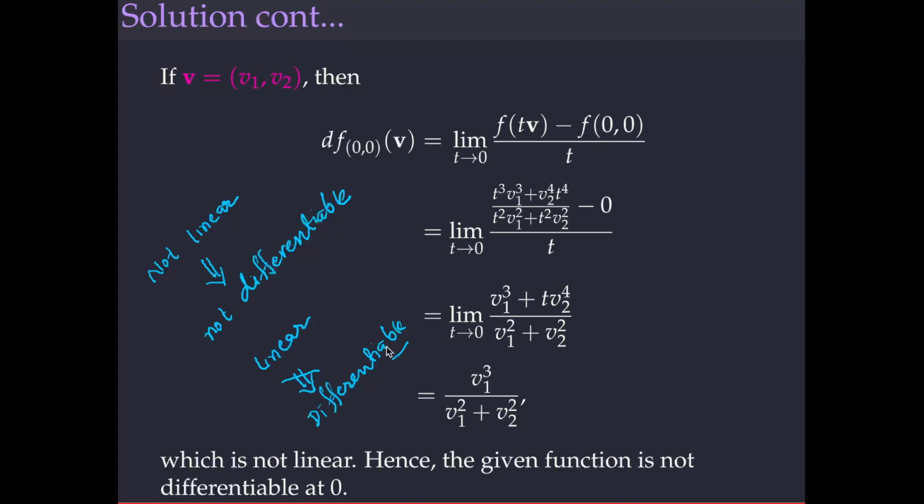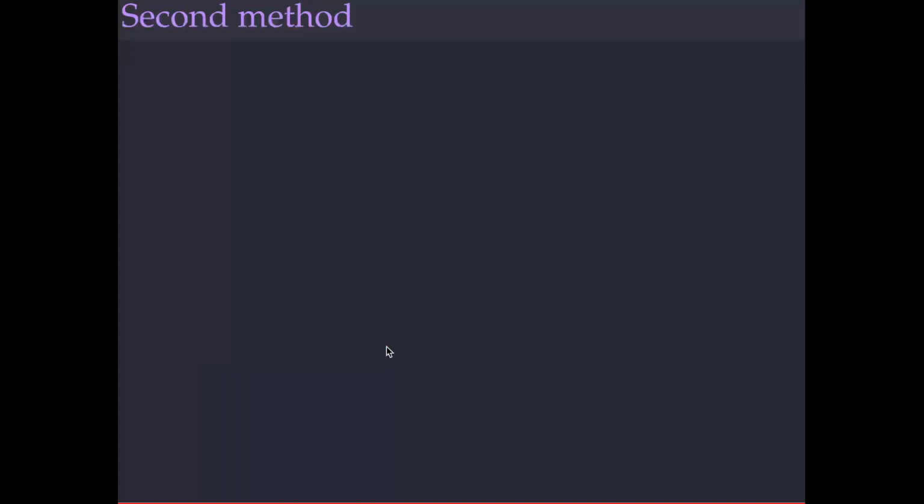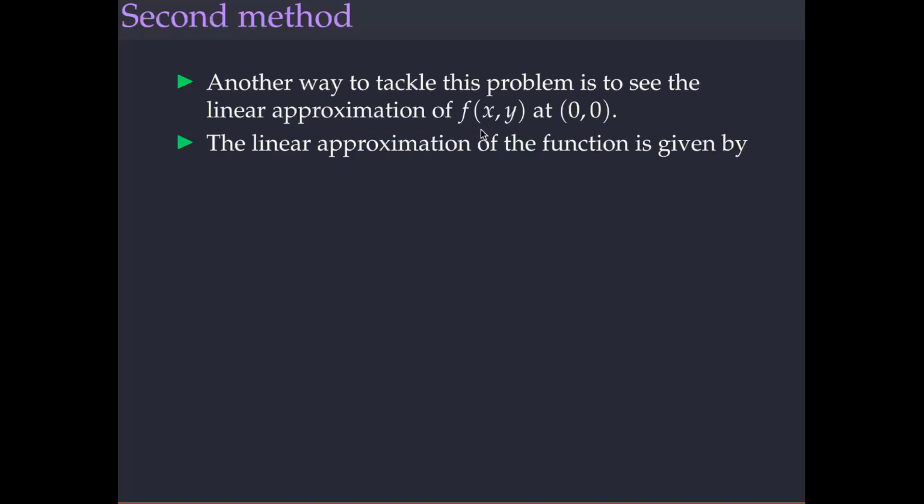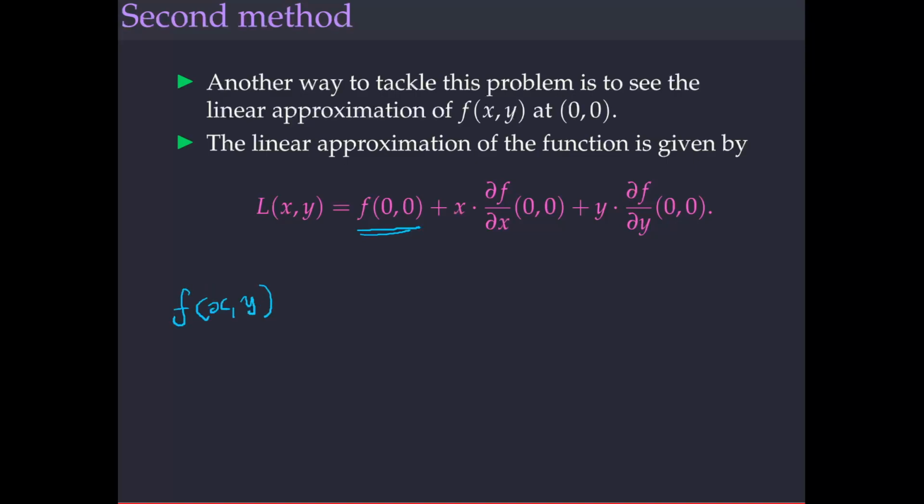So let's see the second method to solve this problem, and this is a more general method. Another way to tackle this problem is to see the linear approximation of f at (0, 0). So what do I mean by the linear approximation? The linear approximation of the function is given by f(0, 0) plus x times something. So how is this coming? Basically, we write the Taylor series of the function f(x, y) around this point.